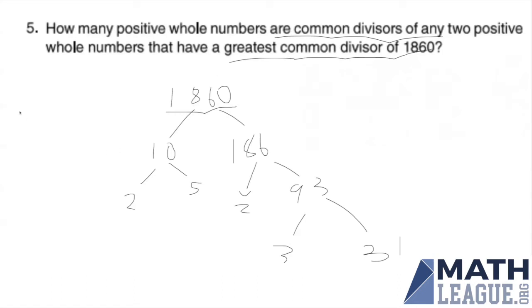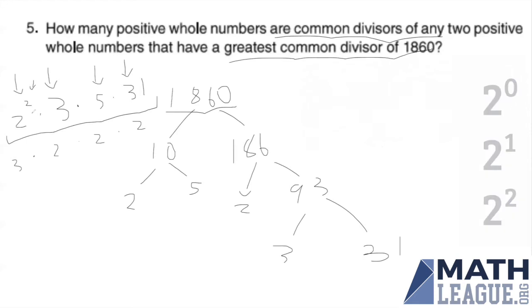And if you write the factorization out like this, we have 2 squared times 3 times 5 times 31. And now we have to calculate how many divisors there are of 1860. Some of you may know this already, but some of you might not, and that's okay. The way to find how many divisors there are of a number is by considering the prime factors. For each exponent, you add 1 and you multiply them together. So for this one, it would be 3 times 2 times 2 times 2.